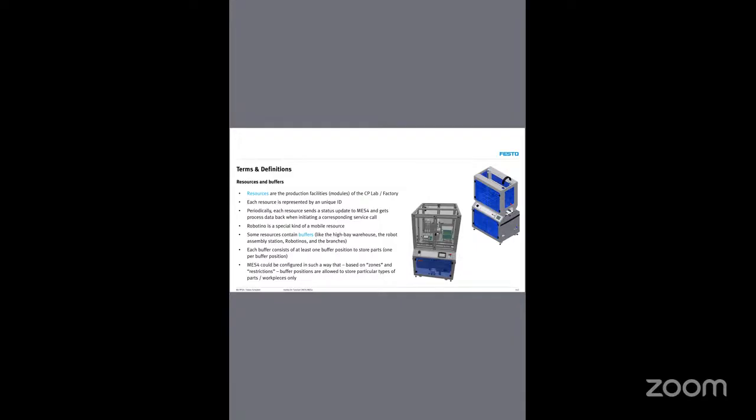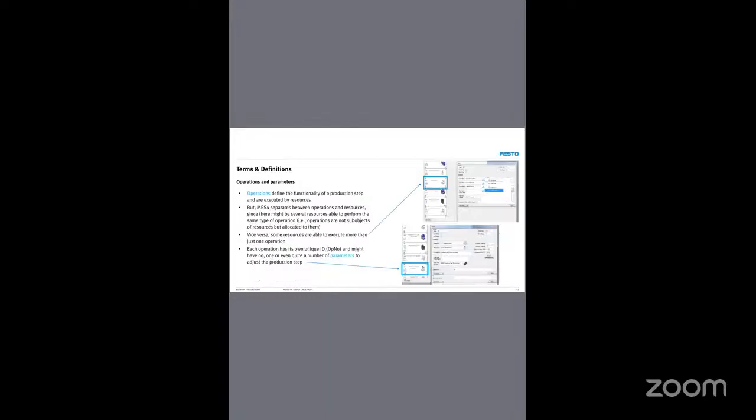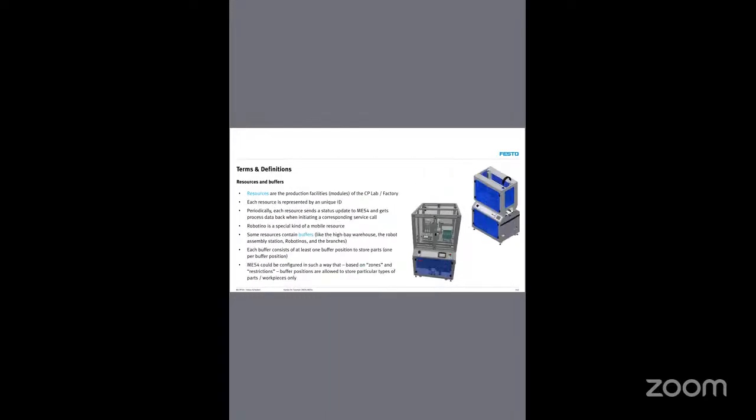So buffer means temporary storage area. If the machine is busy, the part will wait here. For example, magazine buffer, Robotino buffer, press buffer, warehouse buffer, etc. In MES4, the Robotino is treated as a mobile resource. See, this robot is a special kind of mobile resource.